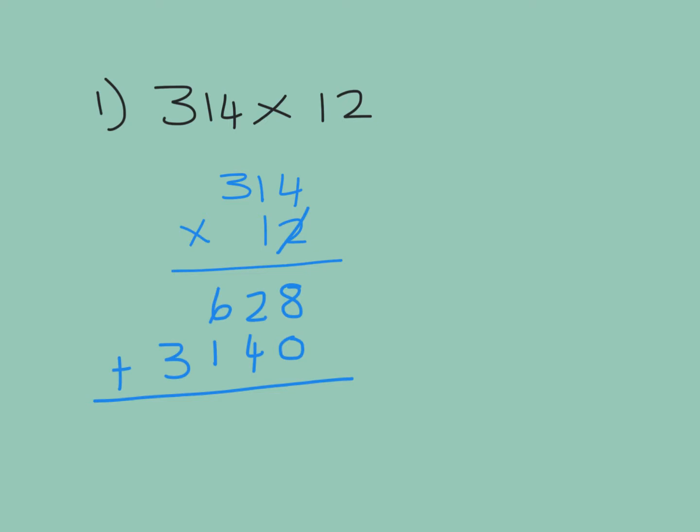8 and 0 is 8. 2 and 4 gives me 6. 6 and 1 gives me 7. And 3 and nothing gives me 3. Hope you got that one right.